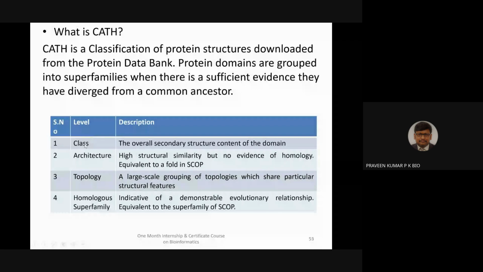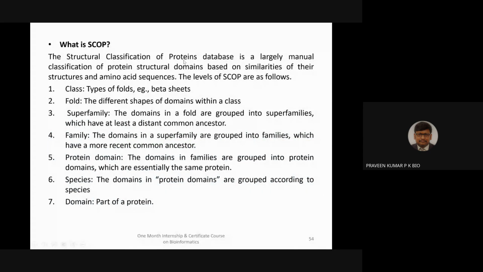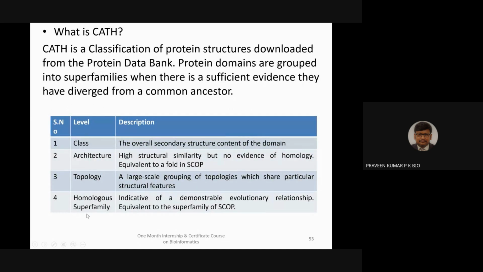CAT, I told you already, is class, architecture, topology, and homology, and SCOP is the structural classification of proteins. The proteins are classified based on domains, isn't it, in the form of families. Whatever classification they made, here you find seven levels of classification of proteins. This is the major and this is the submajor, and like this we find seven levels of classification. Here in CAT you find four levels of classification: class, architecture, topology, and homology.